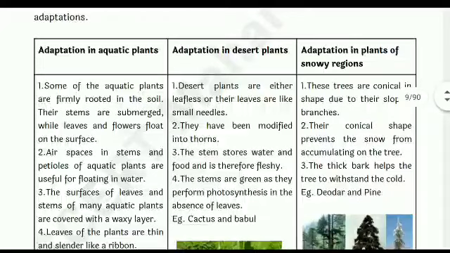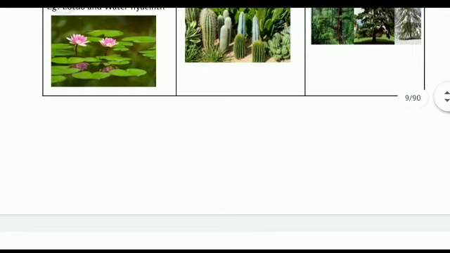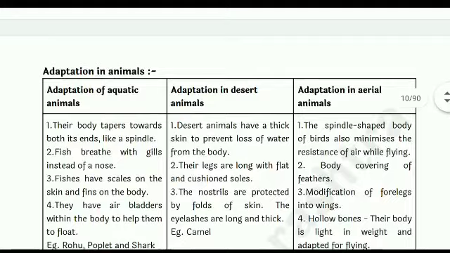Next, adaptation in plants of snowy regions. These trees are conical in shape due to their sloping branches. Their conical shape prevents the snow from accumulating on the tree. The thick bark helps trees to withstand the cold. Deodar and pine are examples of plants of snowy regions.